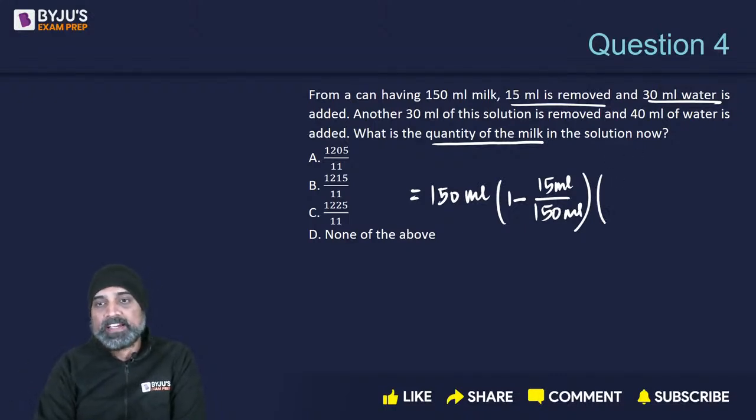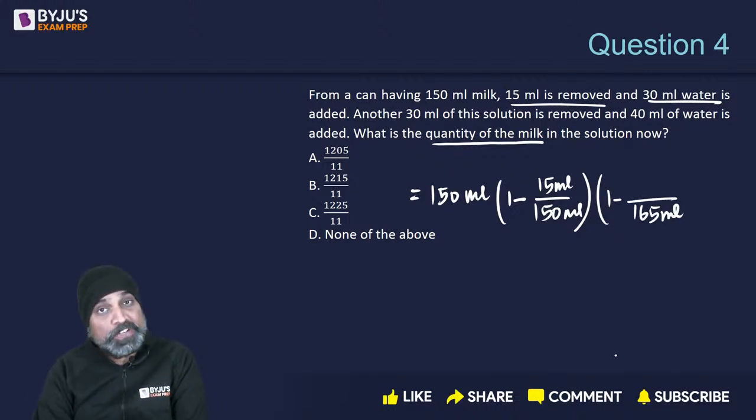So we can add 15 to 150. So the next time, whatever is the volume removed, it's out of 165 ml. And how many ml is removed? 30 ml is removed.